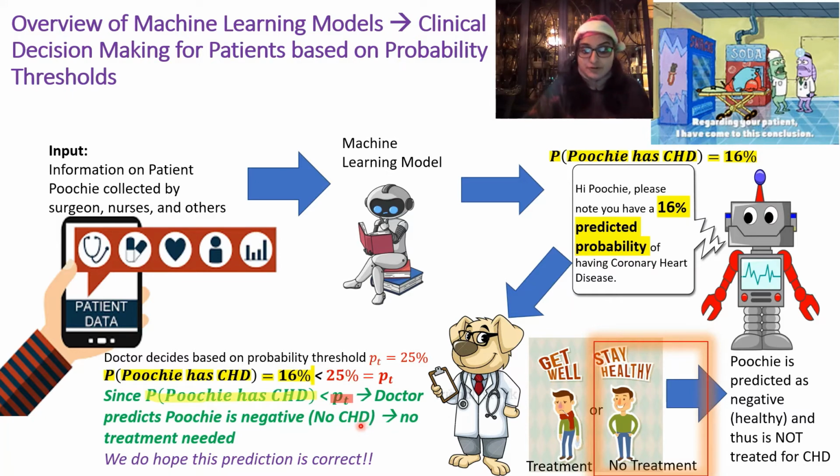So I predict you do not have coronary heart disease, so you don't need any treatment. Out of the treatment versus no treatment, the doctor says no treatment. So Pucci is predicted as negative and healthy, and thus is not treated for coronary heart disease, based on this doctor's probability threshold of 25%.